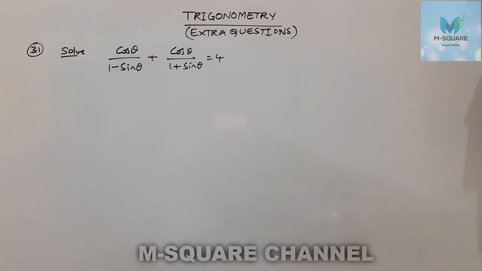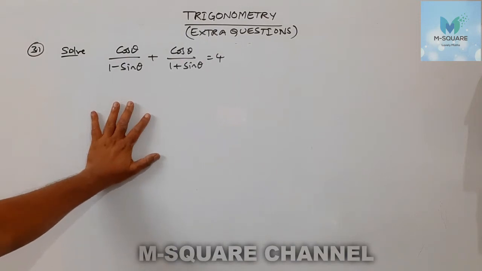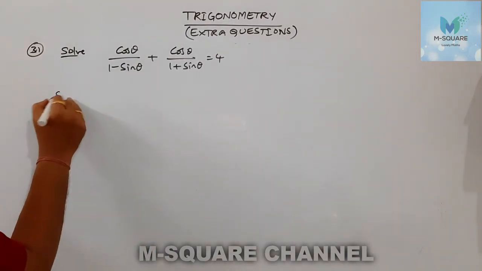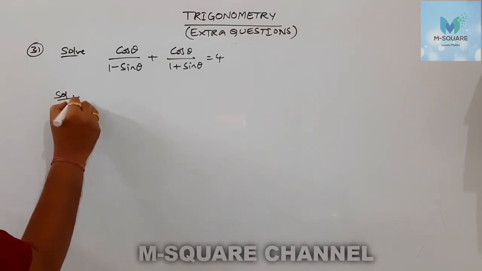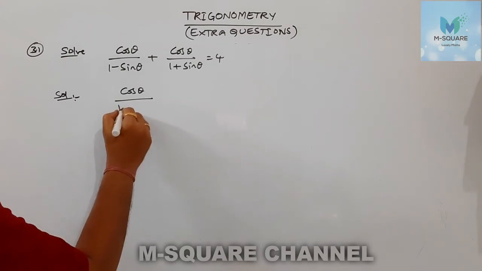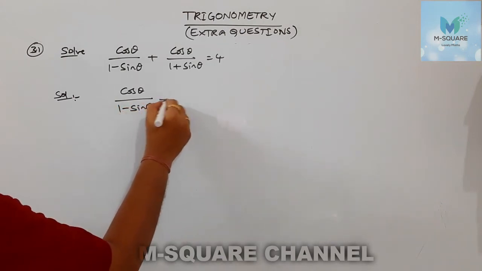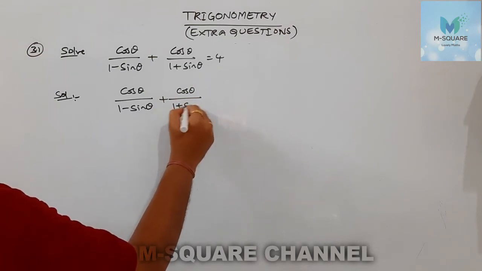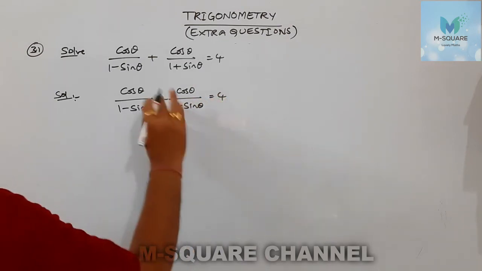In this question, solve cos theta by 1 minus sin theta plus cos theta by 1 plus sin theta equal to 4. So we are going to extract the theta value in this case. Cos theta by 1 minus sin theta plus cos theta by 1 plus sin theta equal to 4.